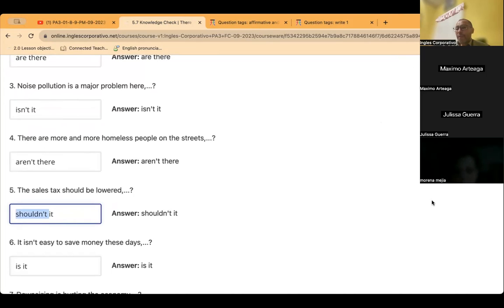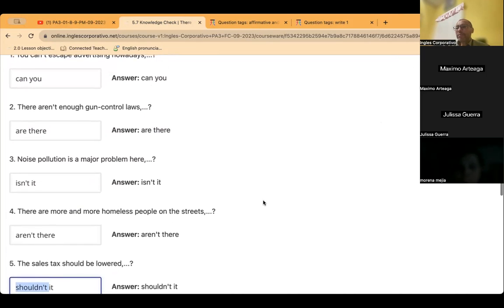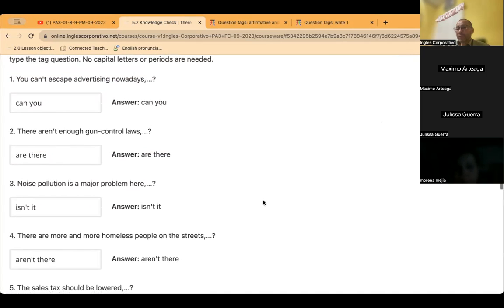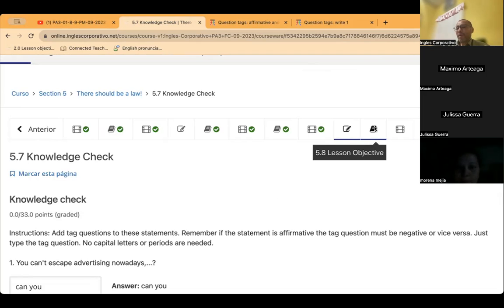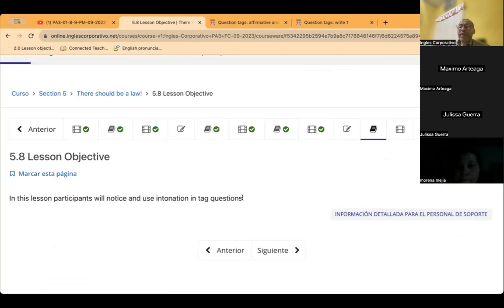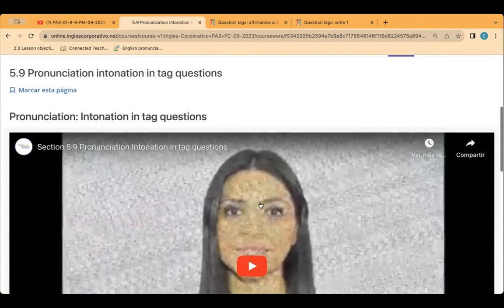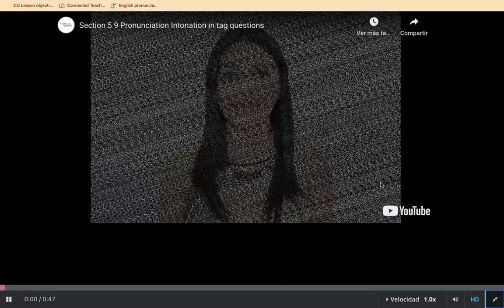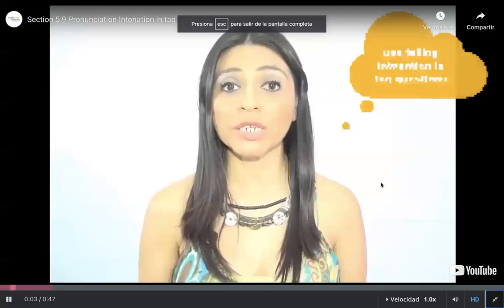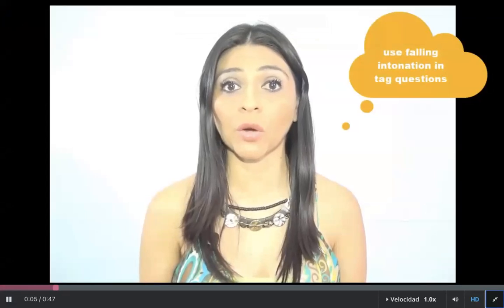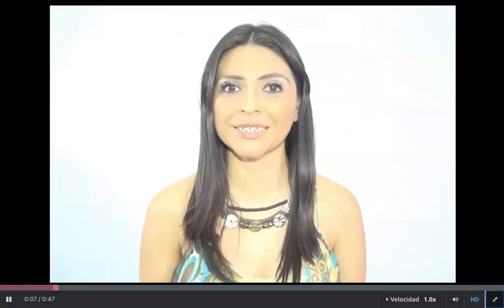Máximo, Julissa, or Morena, do you have any questions? No. Oh, it's clear. All is clear. Okay, great. So now we're just going to listen a little bit about the intonation for tag questions. And we almost finished the unit. Wonderful. Here is for pronunciation. Listen and practice. Use the following intonation in tag questions when you're giving an opinion and want to know if the other person agrees.